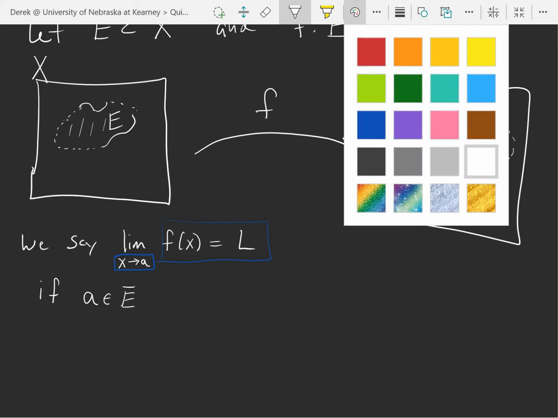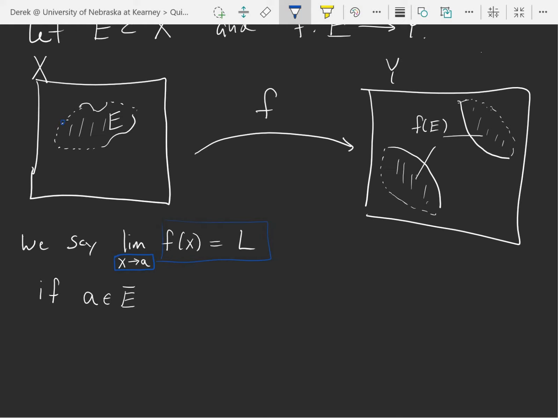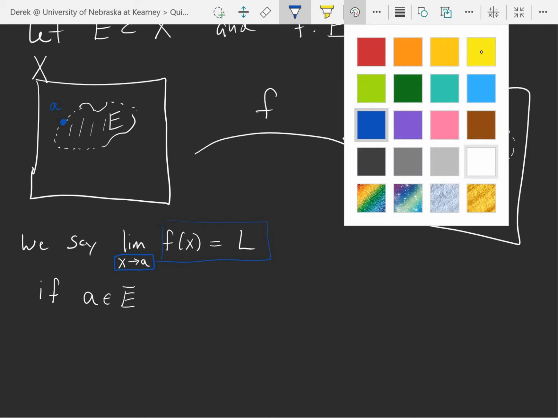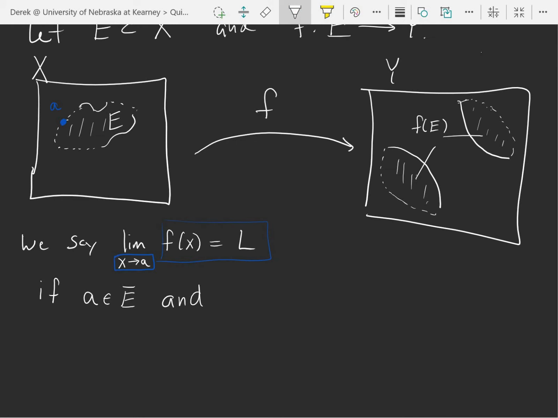So I've got this point A, which is in the closure of E, and whenever we get close enough to A on this side, if I get close enough to A, I'm close enough to this L value on the other side. We'll say that this is L on that side.